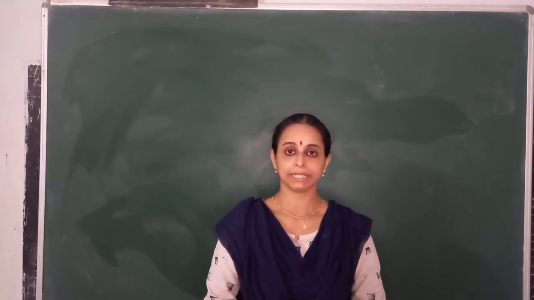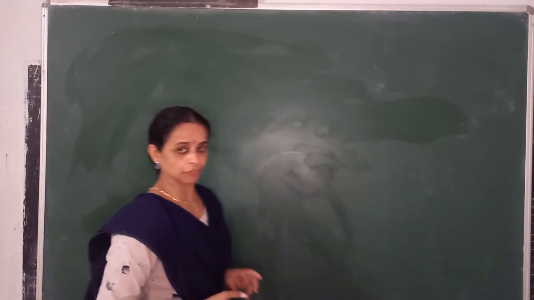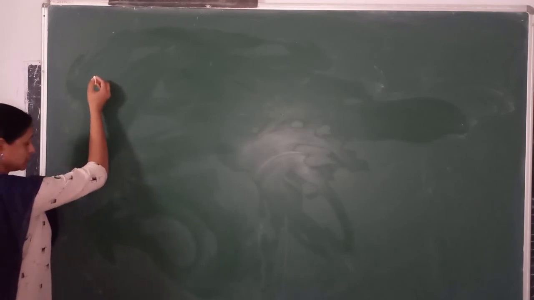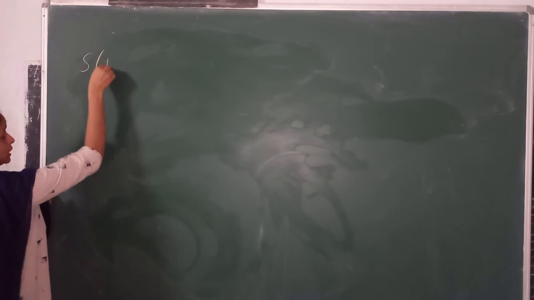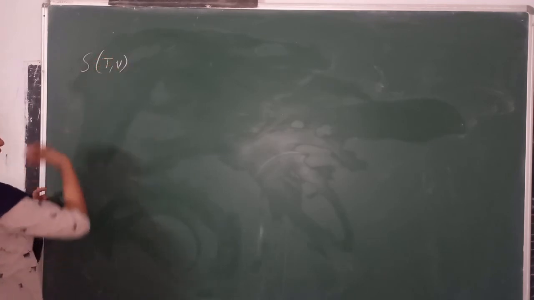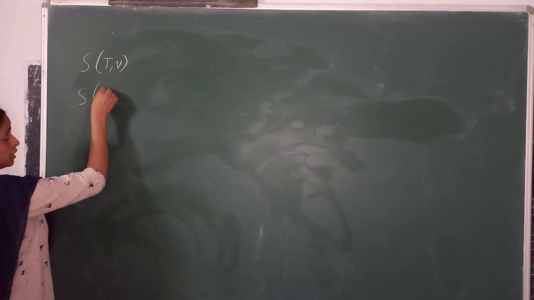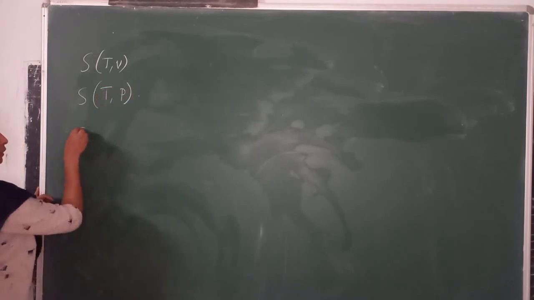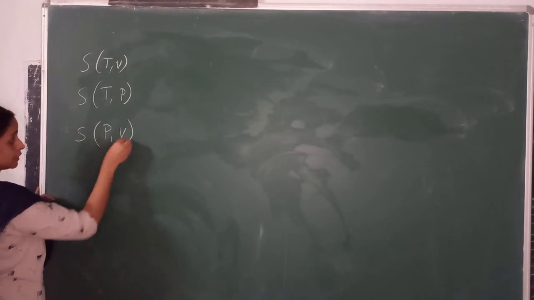One problem I am leaving to you, that is the third TdS equation. The first TdS equation is when S is a function of T and V. The second TdS equation is for when S is a function of T and P. The third TdS equation we get when S is a function of P and V.